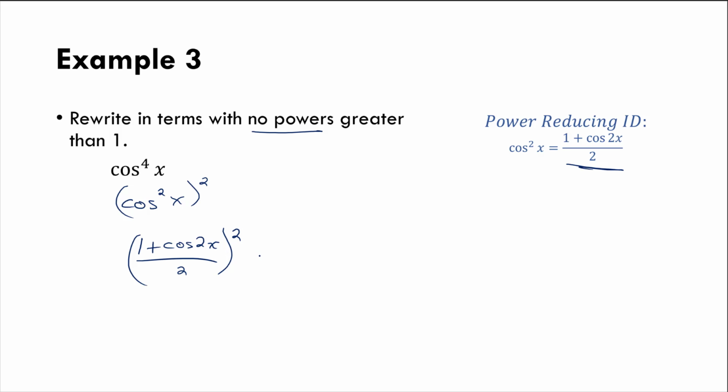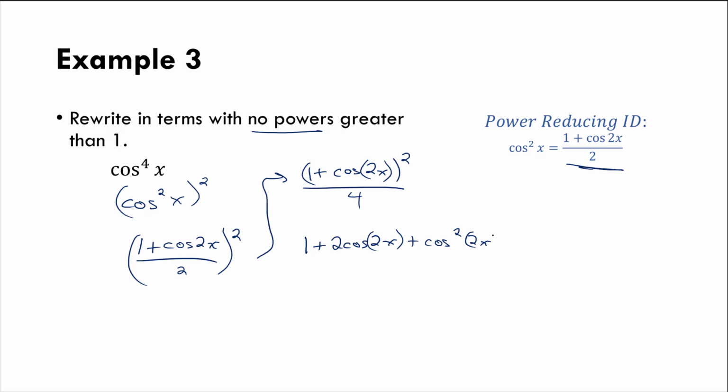So that's the same thing as, keep working this up here, I'll have 1 plus cosine 2x, all that squared in my numerator, all over 2 squared, which is just 4 in my denominator. Okay, I can go ahead and FOIL this numerator out. So it's going to be 1 plus 2 cosine of 2x plus cosine squared of 2x, all over 4. I'll multiply this by 1/4. Okay, I have another cosine squared of 2x here. So I'm going to do this one more time. Okay, but now I've got cosine squared of 2x.